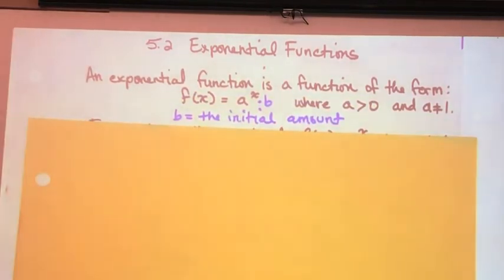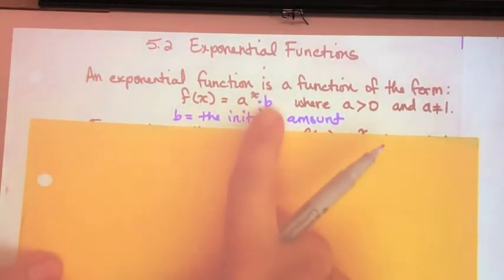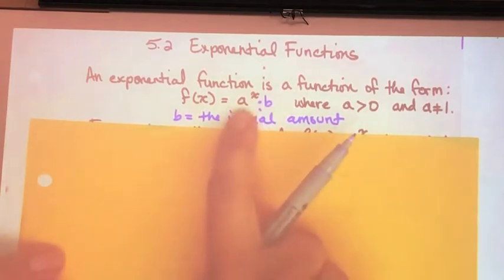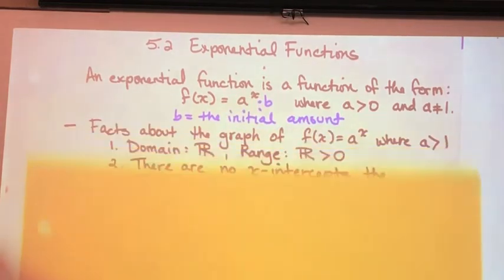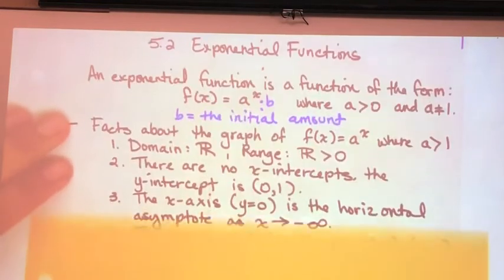So an exponential function is a function in the form of f of x is equal to b times a to the x power, where a is greater than 0 and does not equal 1, and b is the initial amount. You guys probably did this when you were in algebra 2, right? So b most of the time is going to equal 1 in our case, and a is going to be any number raised to the x power. Okay? So here's some facts.